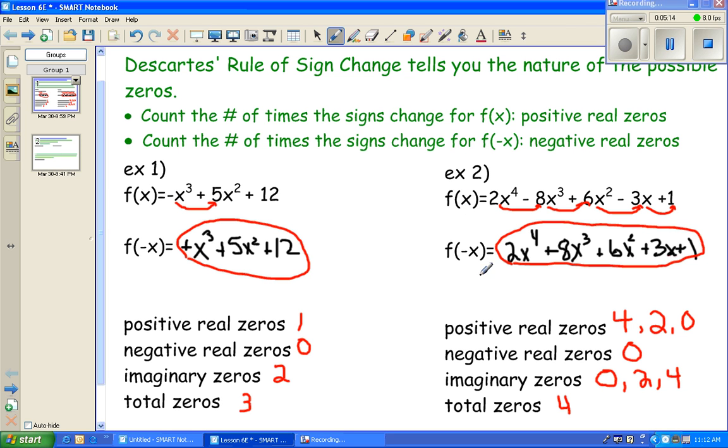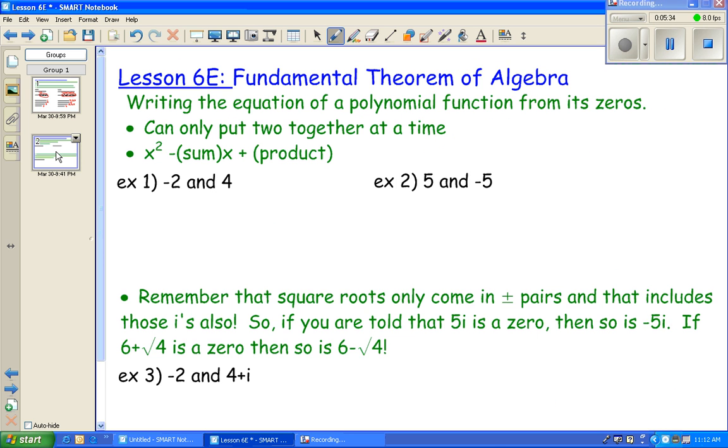So Descartes' rule of signs helps you figure out the number of real zeros. And since you know the total number of zeros, the difference between the total and the real will tell you how many imaginary you have. And this is pretty helpful when you're trying to graph and you're not sure how many times you will cross the x-axis or where you're going to cross the x-axis or anything like that.